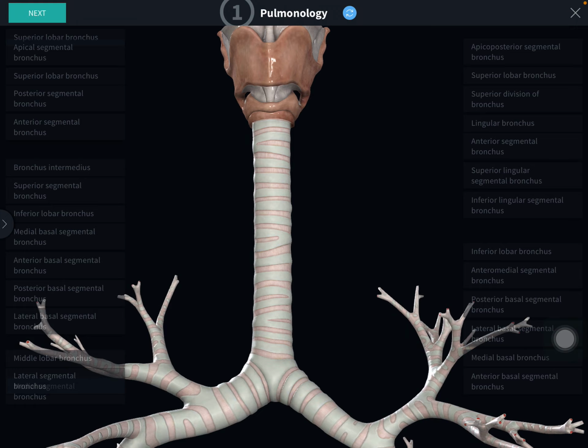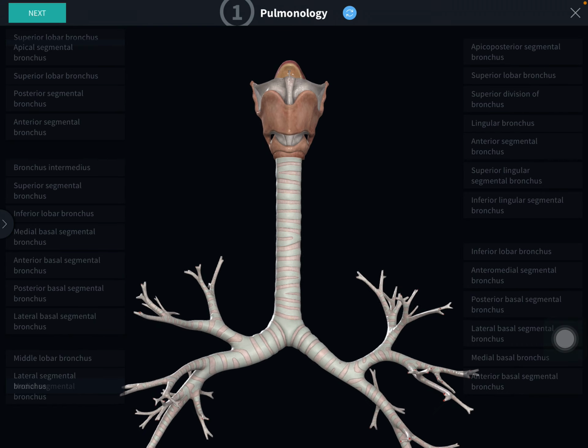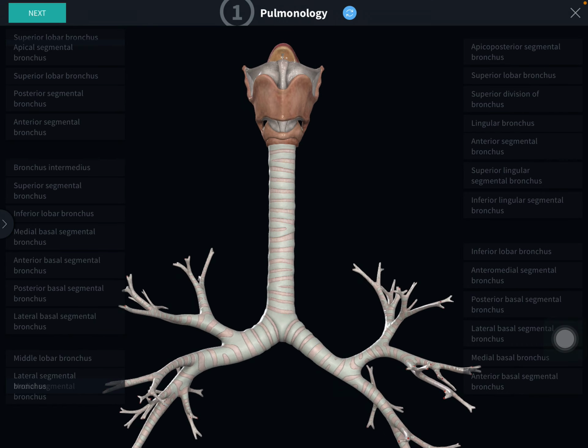Relations of the trachea in the neck and in the thorax are very much important, that we will see in another class of relations of trachea. Now in this class we will see mainly the structure of trachea and also the bifurcation of trachea.